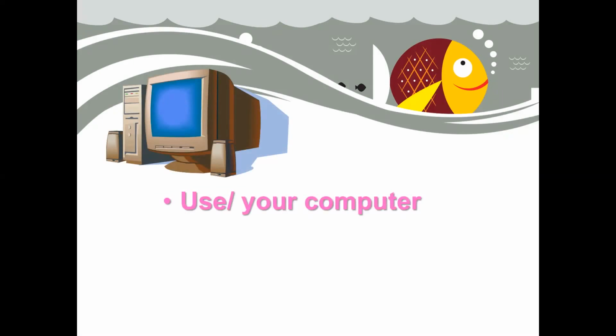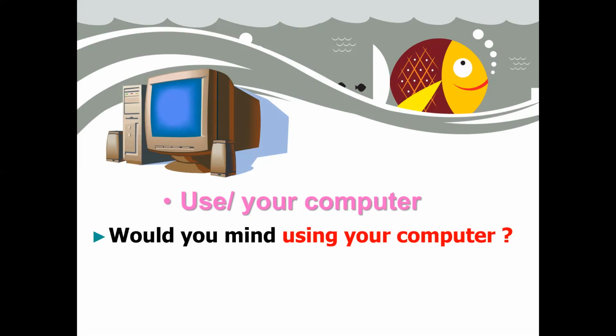Từ gợi ý là use và your computer. Với cấu trúc would you mind. Bạn hãy viết xem nào. Hãy nhớ would you mind cộng verb in. Giỏi lắm. Câu của chúng ta là would you mind using your computer? Khi dịch ra tiếng Việt sẽ có nghĩa là bạn vui lòng sử dụng máy tính của bạn được không?